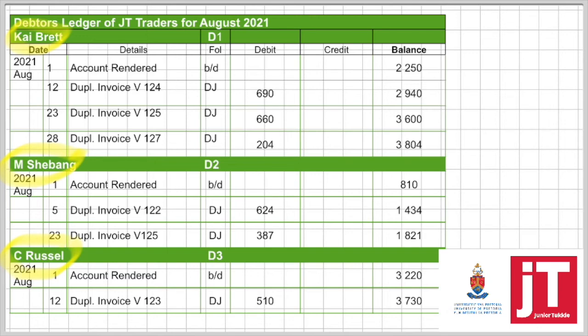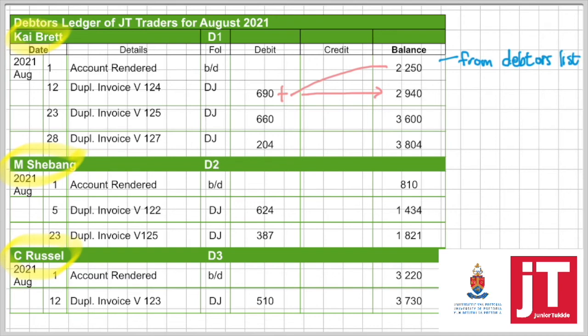Then we have to record all the transactions specific to Kybrate from the debtors journal. So the first transaction we see is on day 12. The source document for the debtors journal is always a duplicate invoice. And the invoice we specifically issued to Kybrate was number 124. So that is why I say day 12, duplicate invoice V124. And that is then a total of the invoice 690.